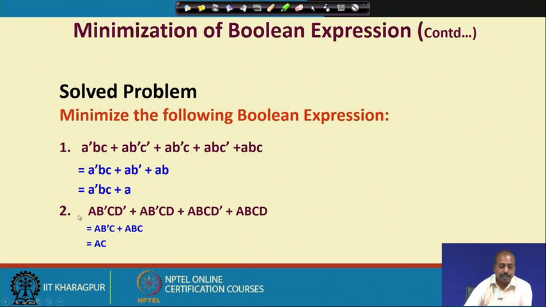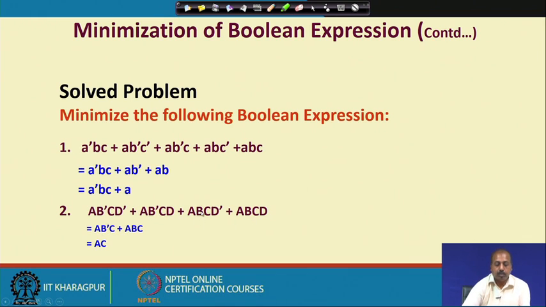Similarly, if we take another example, a b bar c d bar plus a b bar c d plus a b c d bar plus a b c d. Here also, if you take a b bar c common from the first two terms, you will get a b bar c into d bar plus d. So d bar plus d is equal to 1, and you get a b bar c.